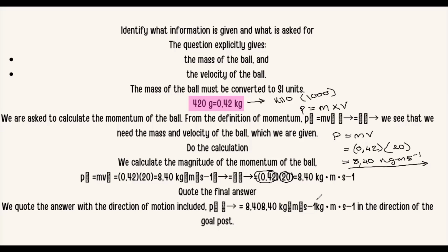Excellent. Now remember, we had a frame of reference. Because momentum has velocity, we know that velocity is a vector quantity, a vector value. So therefore, momentum is also going to be a vector, meaning it has direction.